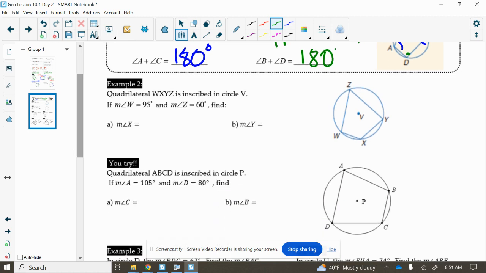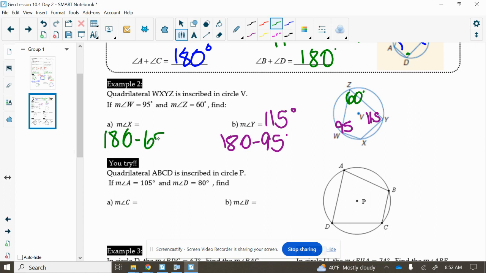So down below, if they are giving us that angle W is 95 degrees, we know that the angle across from it, angle Y, is going to have to be 180 minus 95, so 115 degrees. On the flip side, if they give us that angle Z is 60 degrees, we know that angle X is going to be 180 minus that 60 degrees, so 120 degrees.